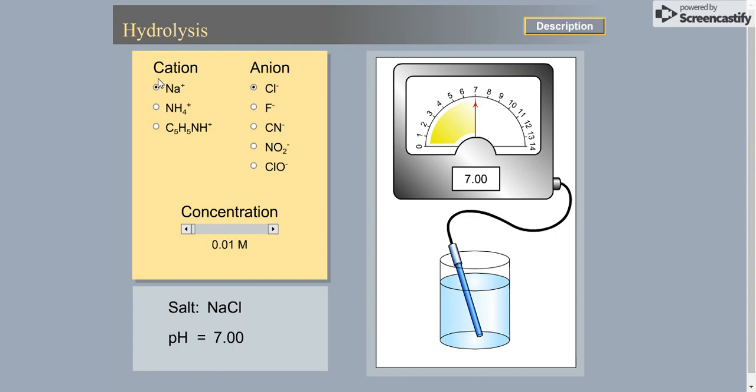Now, if I take the sodium ion and I make a salt with fluoride, so it's sodium fluoride, notice we have now a basic pH, which means that one of those ions reacted with the water to form hydroxide ions to make the solution more basic. So think which ion did that, and can you write the hydrolysis equation for it?